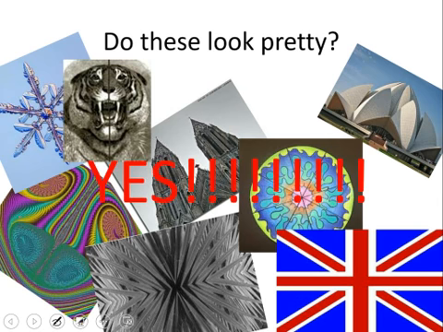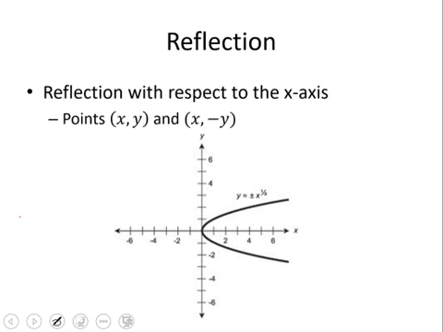And you'd want to go, well, why do they all look pretty? The reason why they all kind of look pretty is because they are all symmetrical. They all have reflections. So, let's talk about symmetry and reflections, and then we'll get into transformations a little bit later. But let's start off with this.